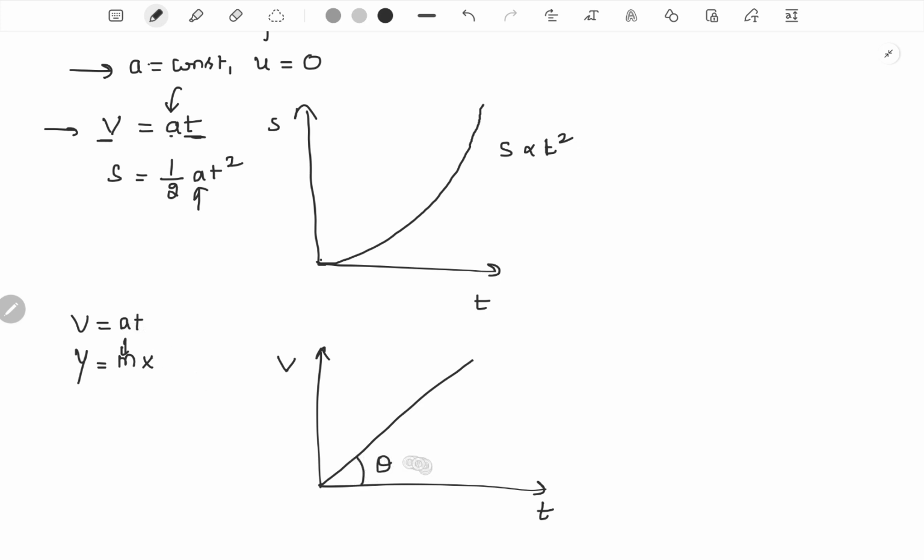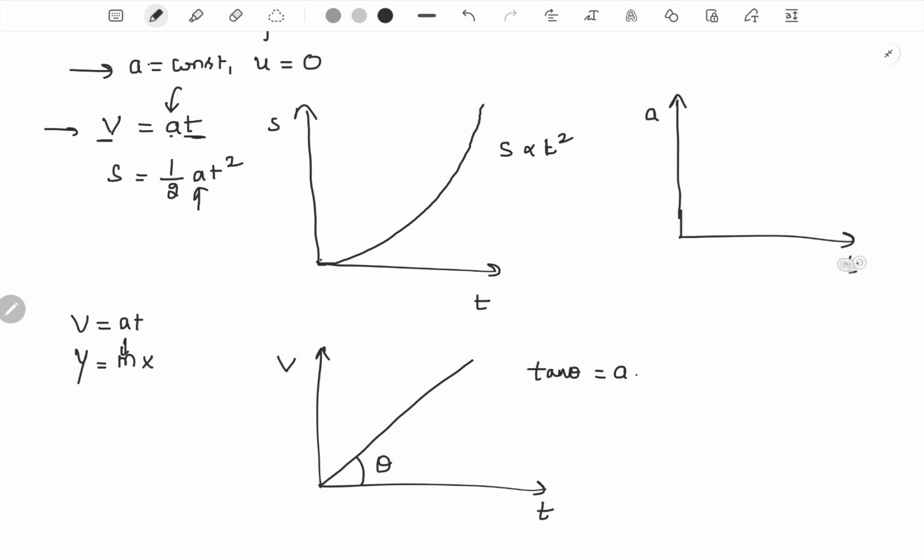And next, if you make another comparison here, in the place of slope m we have acceleration. So if this graph was making an angle theta with the horizontal axis, then tan theta, which is the slope, would be the acceleration of that particular body. So one point to remember, if the body is moving with uniform acceleration, the velocity time graph would be a straight line, where the slope of that straight line gives us the acceleration of the body. Then how is the acceleration time graph going to be?